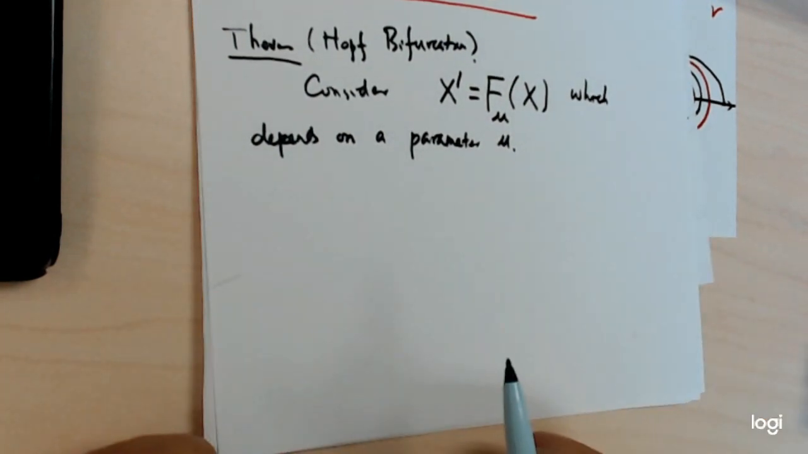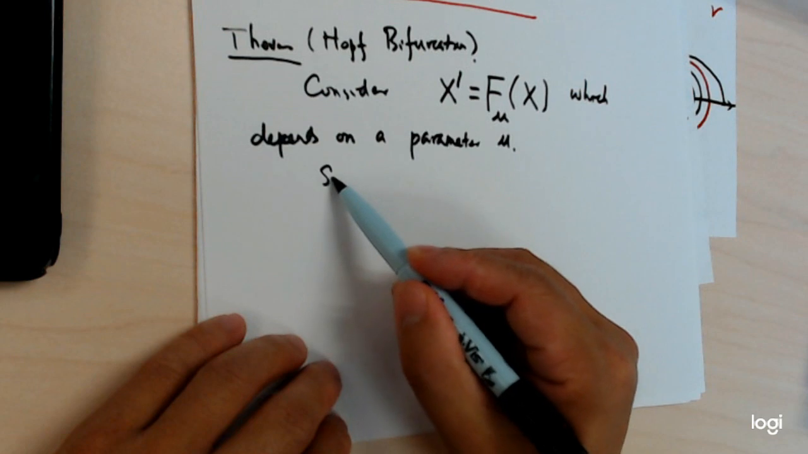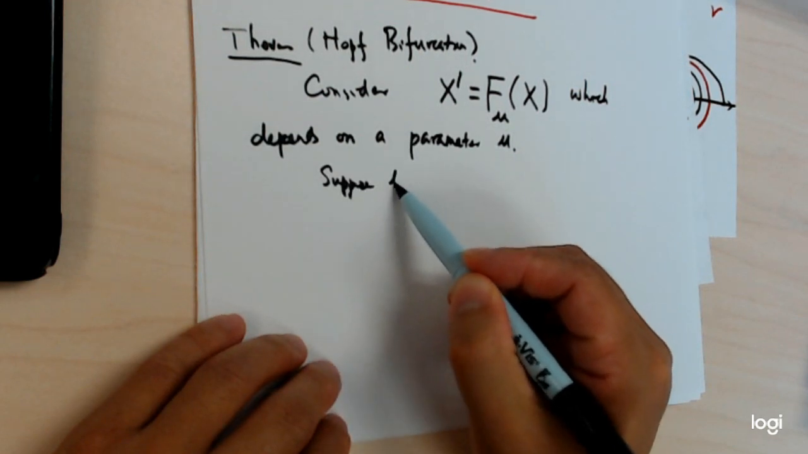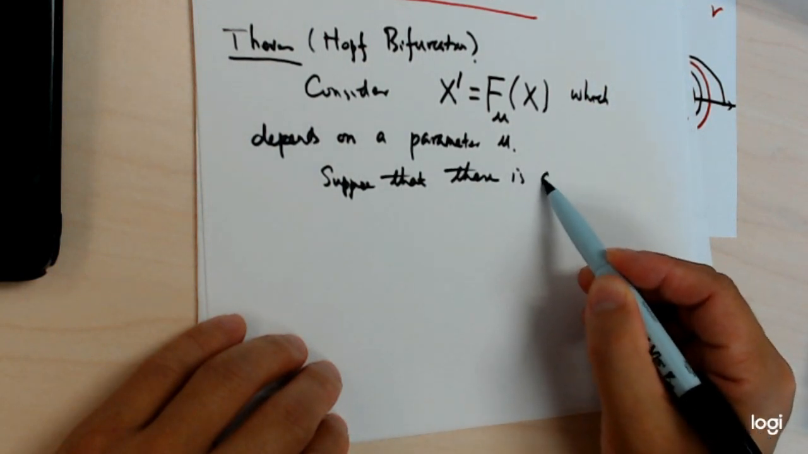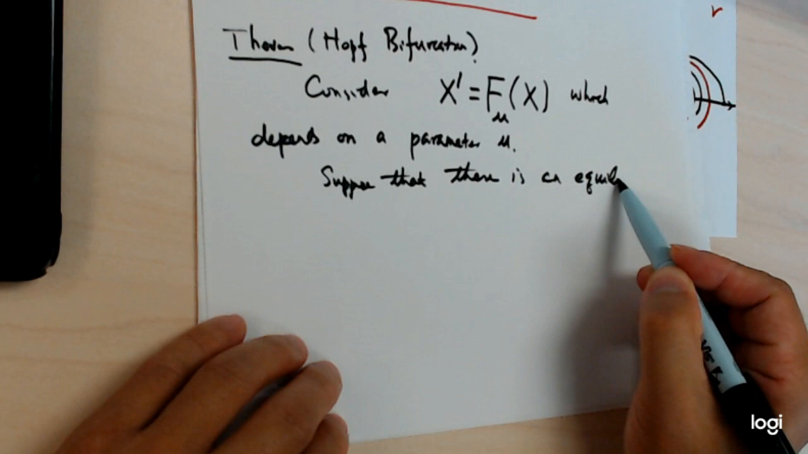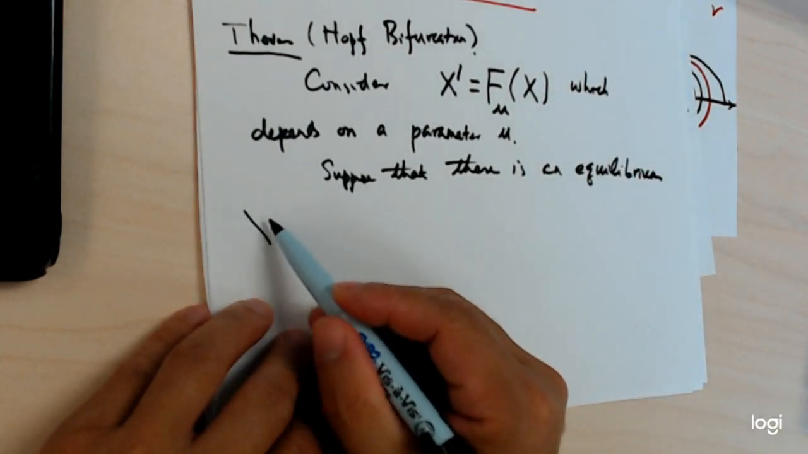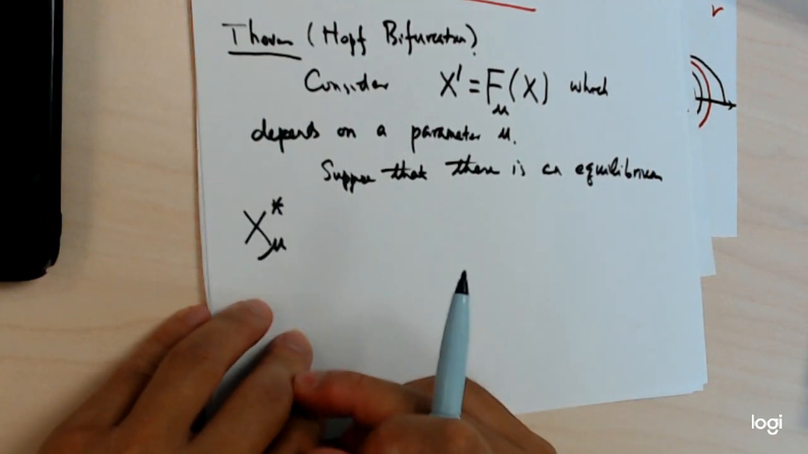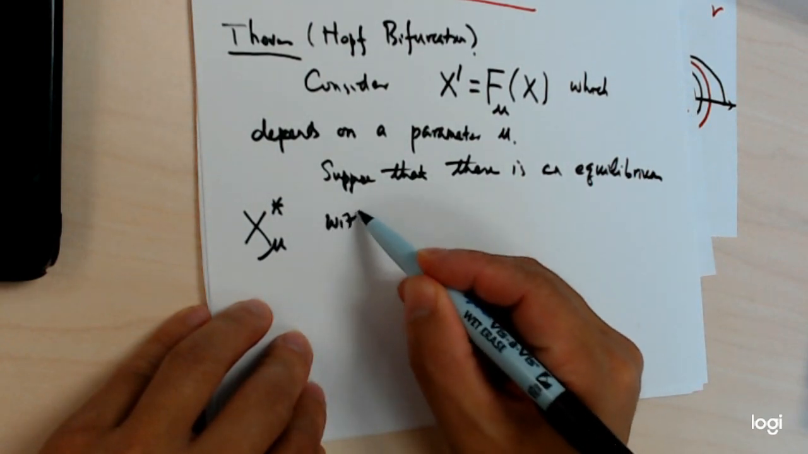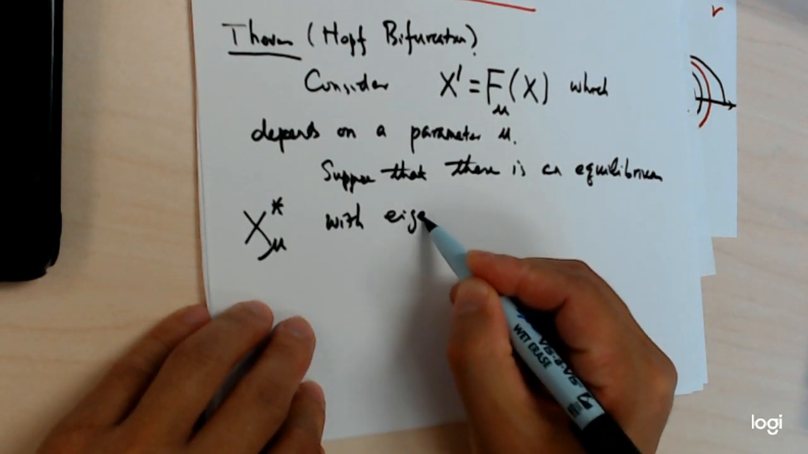So here's how you prove the Hopf bifurcation actually occurs. Suppose that there is an equilibrium x star that also depends on mu. You're going to figure out the equilibrium that depends on mu, and then go ahead and calculate its eigenvalue.